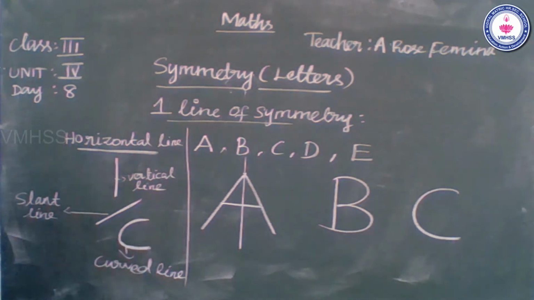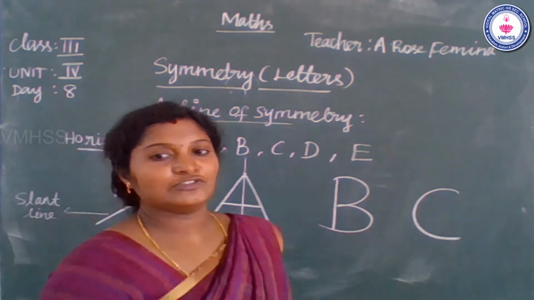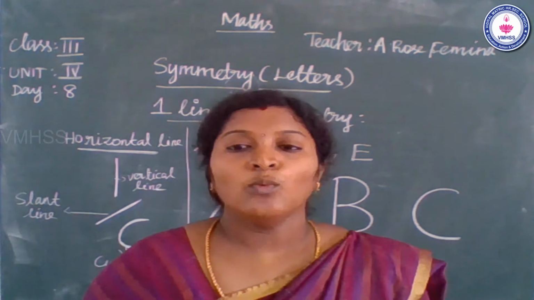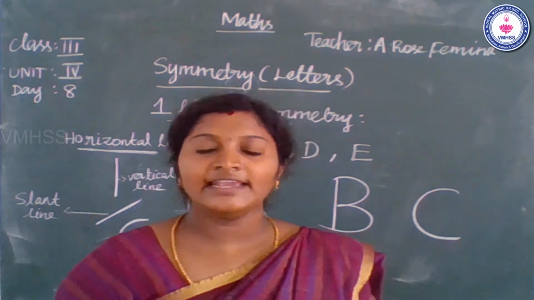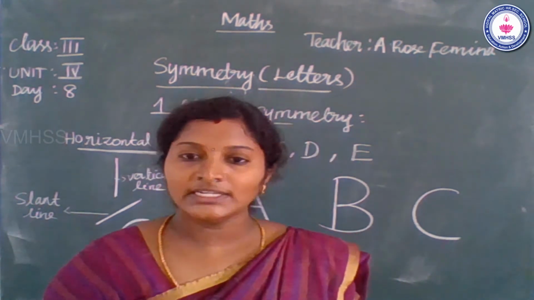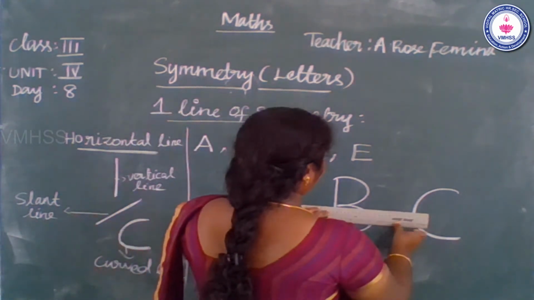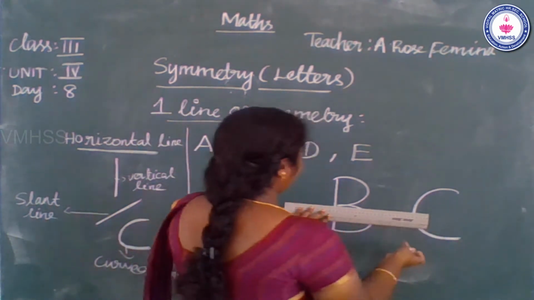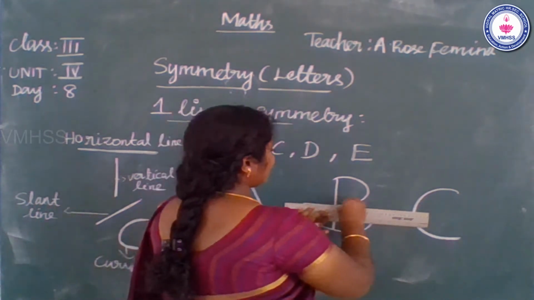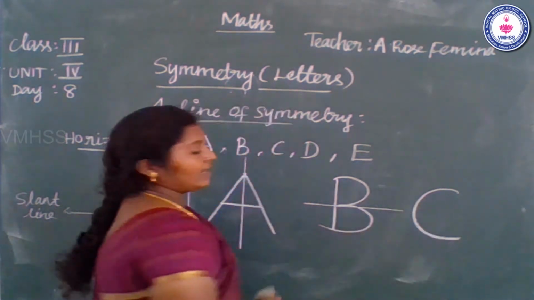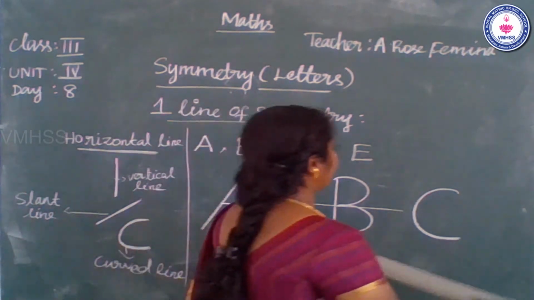So B. See the picture. Why? B, C, D and E have a horizontal line of symmetry. See the board carefully. Listen. This one is a horizontal line, and C also has a horizontal line.